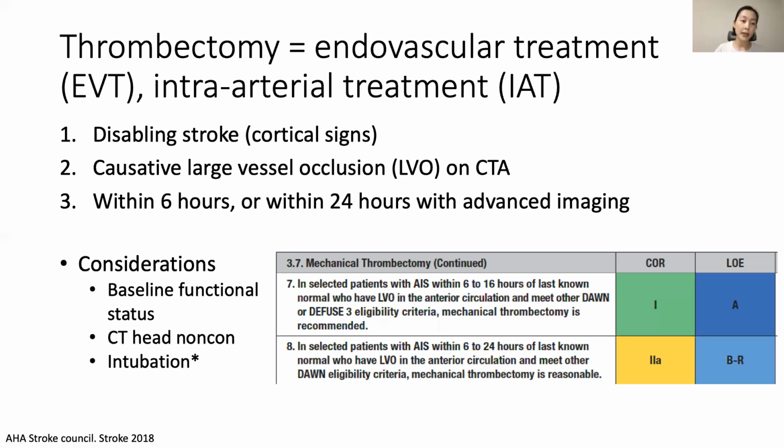And then according to the guidelines, you do need to consider the patient's baseline functional status in a non-contrast CT. If you see completed infarct on a non-con CT, then that will most likely exclude the patient, even if they're within 6 hours. And if they have a baseline functional status of being wheelchair bound or bed bound for whatever reason, then they're probably not going to be a good candidate for thrombectomy. And nowadays, because of the COVID pandemic, we are intubating all patients who need to go to the cath lab for thrombectomy. So that is another thing to consider.